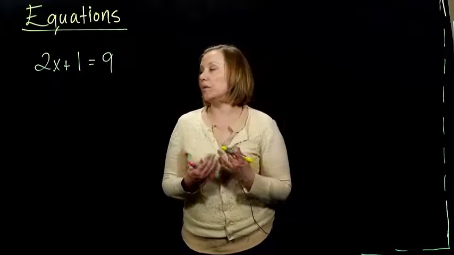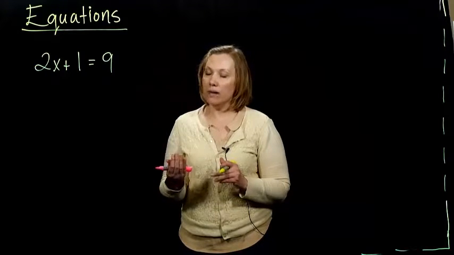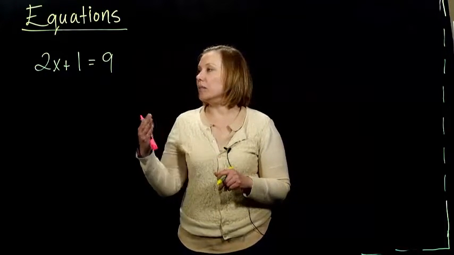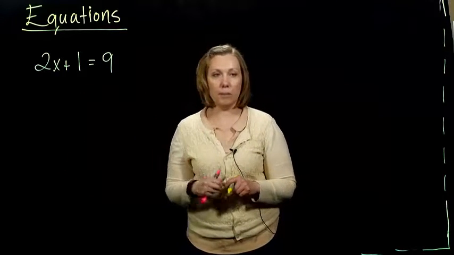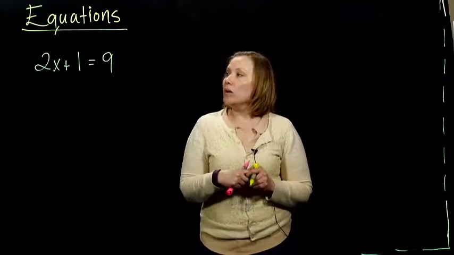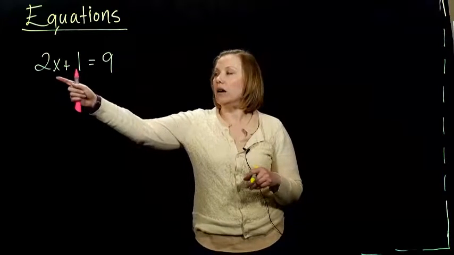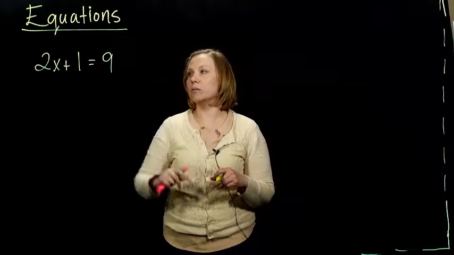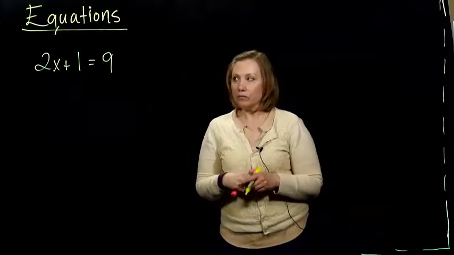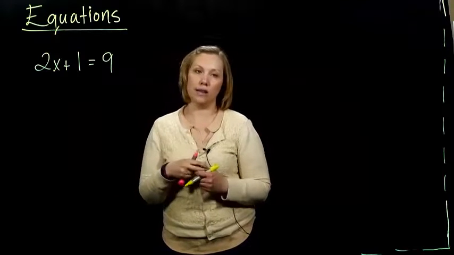So now that we know that we can add and subtract on both sides by the same thing, and multiply and divide on both sides by the same thing, to be able to get just x equals a number, so we can really easily read off our solution, we can use these together to help us solve more complicated things like 2x plus 1 equals 9. So if I want to solve this, I want to get the 1x by itself.